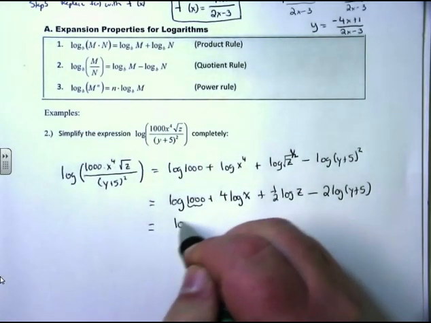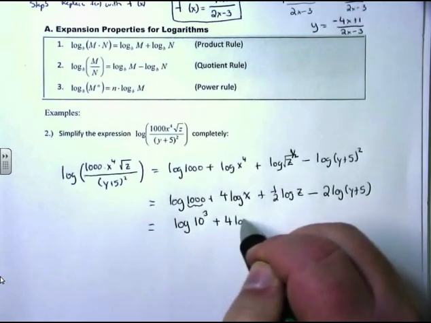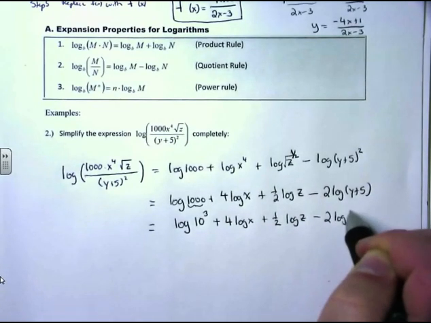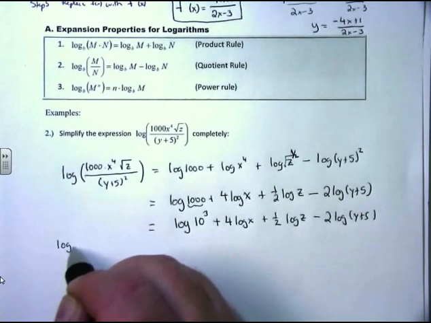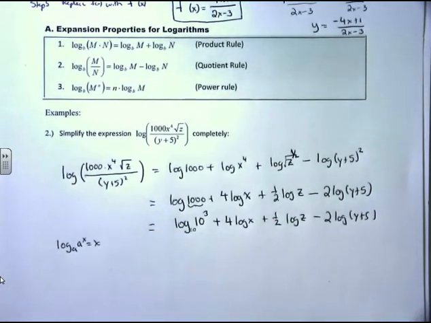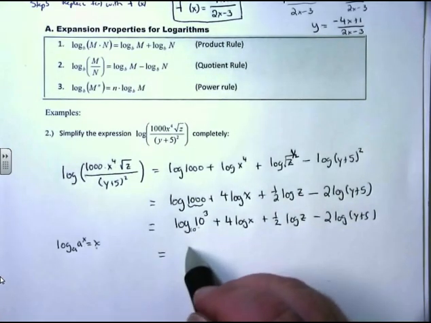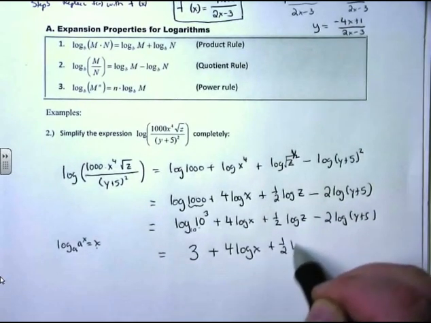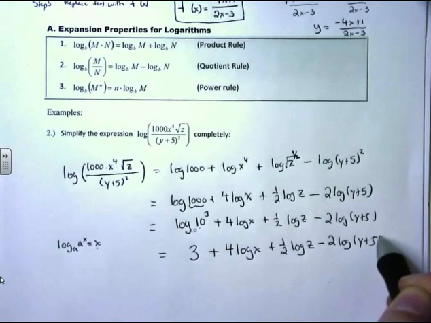So this is the same thing as log of 10 cubed plus 4 log of x plus 1/2 log of z minus 2 log of y plus 5. And remember the old properties here. The log base a of a to the x is equal to x. That's understood to be base 10, even though we don't write it down there. This is 10 to the 3rd power. They'll cancel, and you're left with just the exponent. So the answer is 3 plus 4 log of x plus 1/2 log of z minus 2 log of y plus 5. And there's my solution.